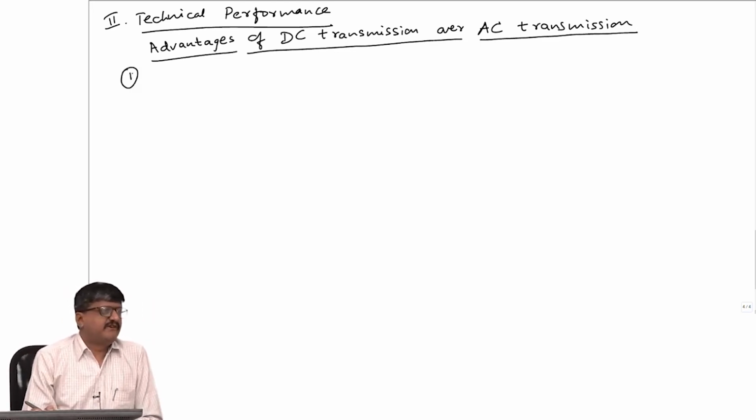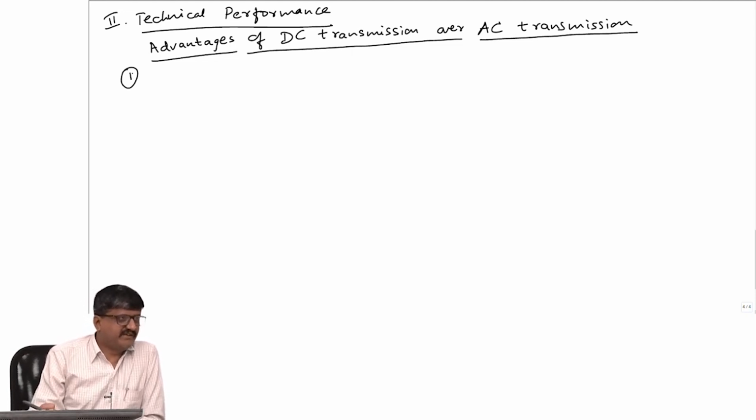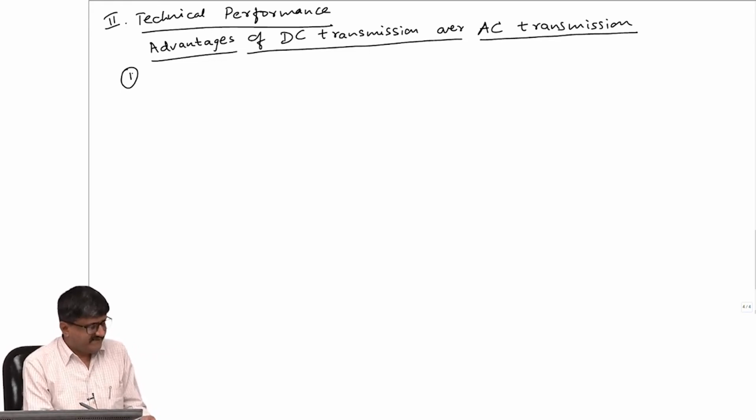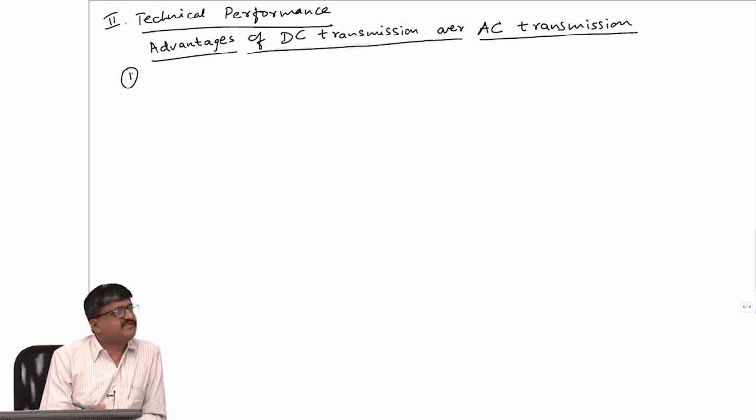Yeah, whenever we talk about DC, invariably there is a converter, a power electronic circuit, at the rectifier side and the inverter side. So there is some control that is possible in a DC transmission line which is not there in AC.